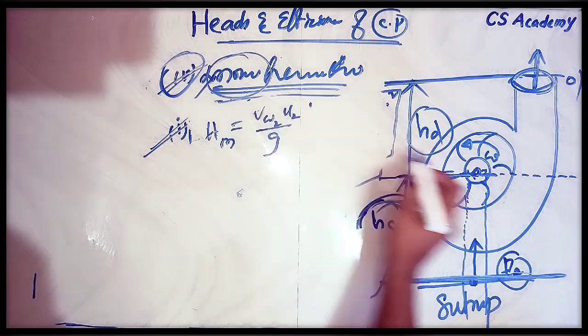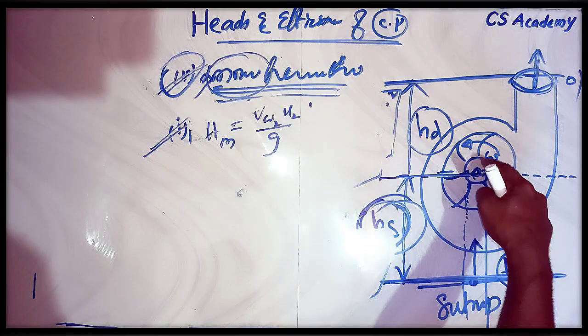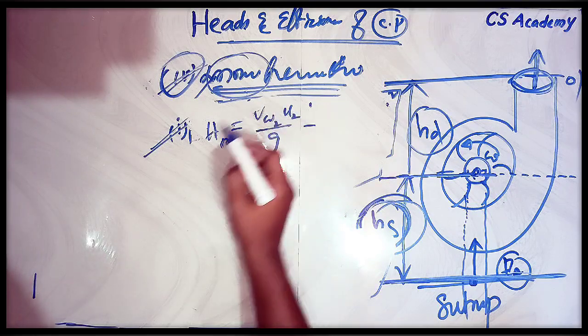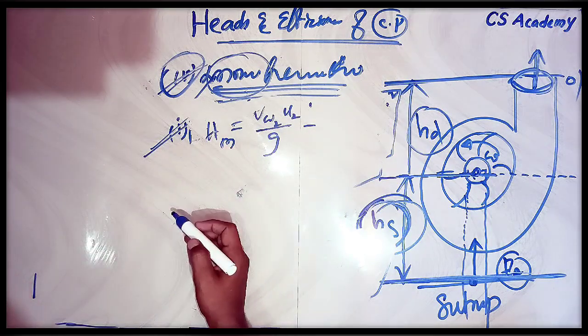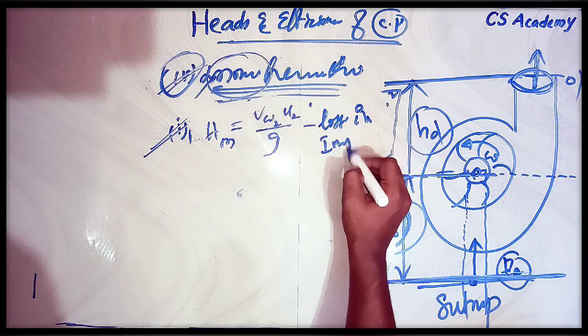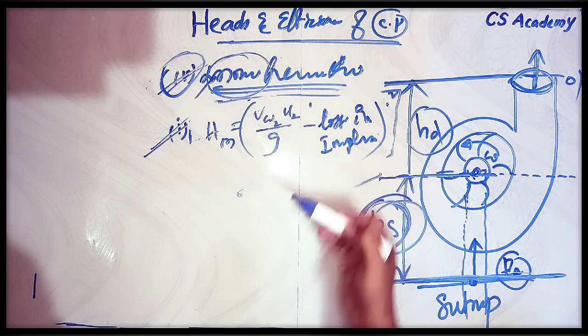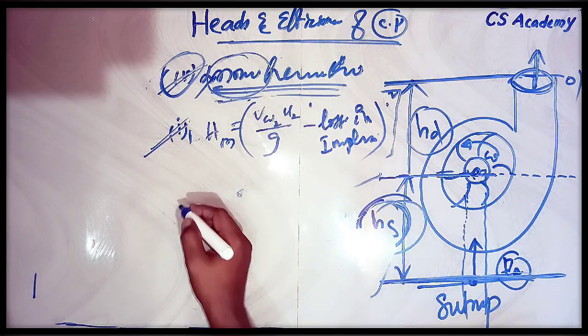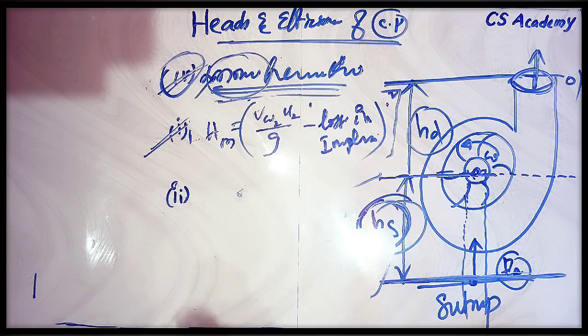And here there are some losses which are present in the impeller. Those losses should be subtracted from this work developed. This is also one way of calculation, and this is the losses in the impeller. This is the second method of calculating this manometric head. Okay, and one more method is there which is very very important.